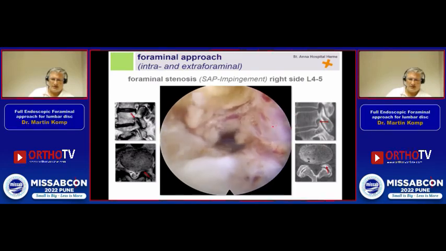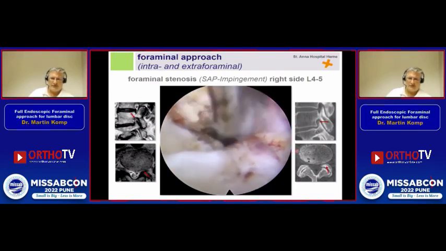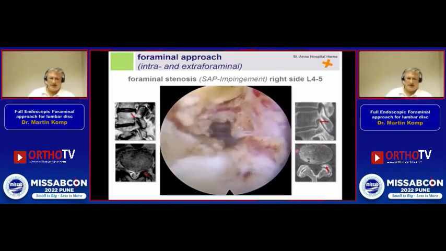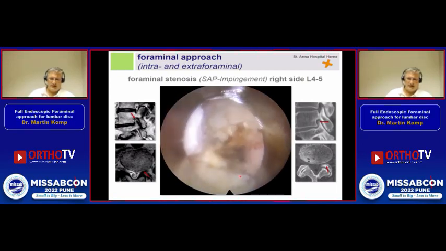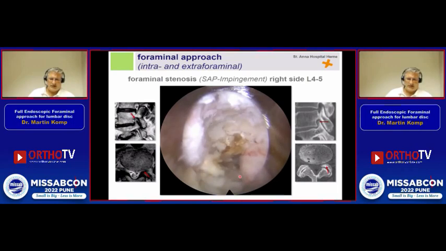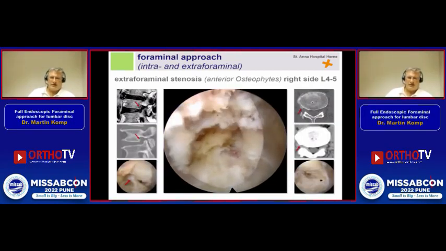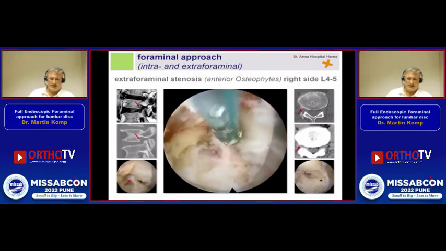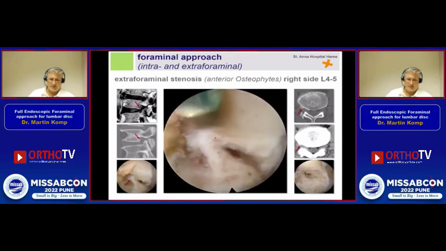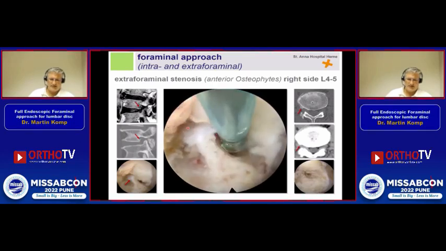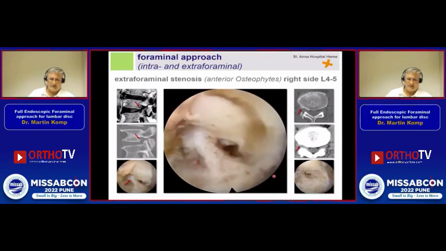So here on the right side we find the L4 nerve root, and that's the entry to the spinal canal, and the situation after resection of the tip of the SAP. Extraforaminal stenosis due to anterior osteophytes. Again, the exiting nerve root: you see the osteophyte here, which compresses the nerve root from the anterior aspect.